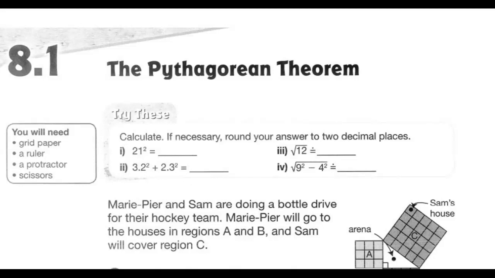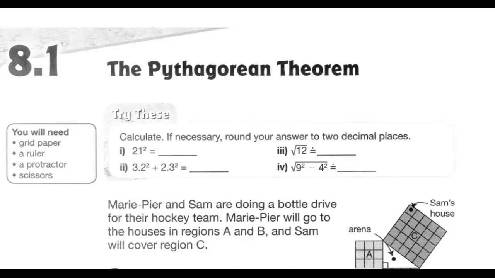Okay, first lesson of chapter 8 is reviewing the Pythagorean theorem. So you have done this before, but we want to make sure that you've got it down pat. It's important when working with right triangles, and that's what this unit is all about. So in the try these, it's just calculating some expressions. Some have exponents of 2, some have square roots. Okay, it says, if necessary, round your answer to 2 decimal places.